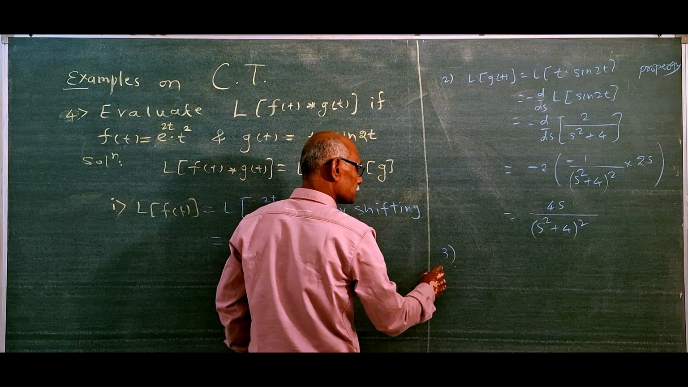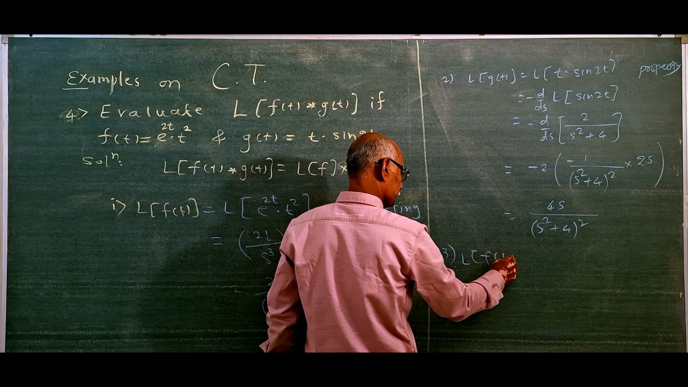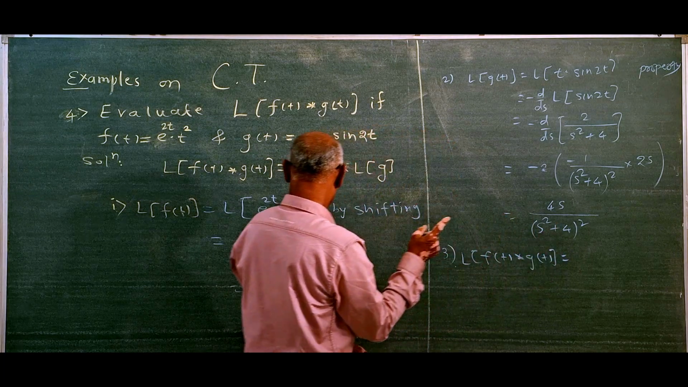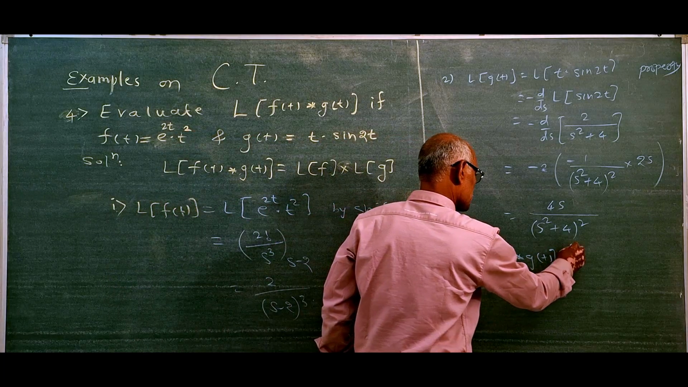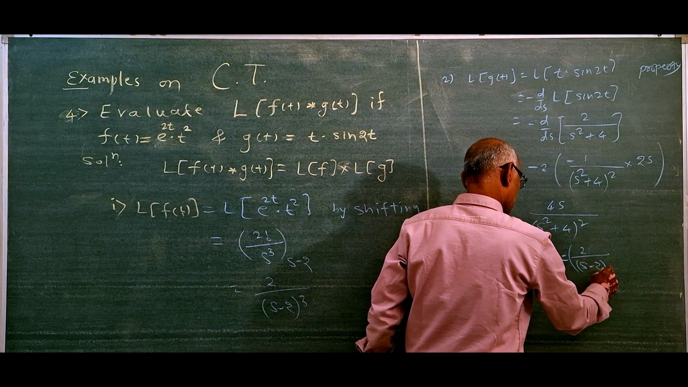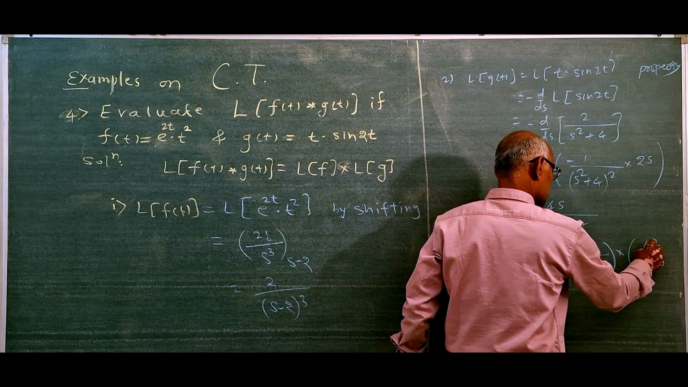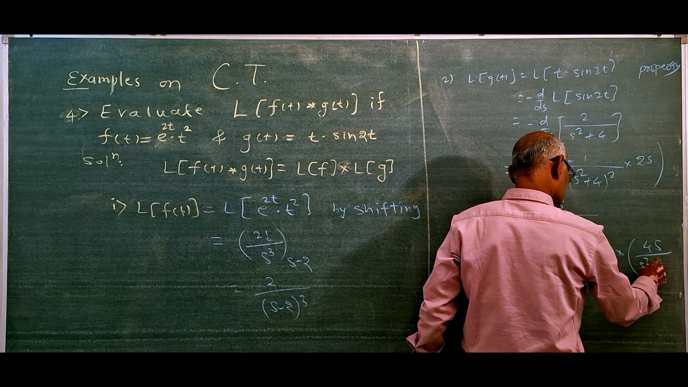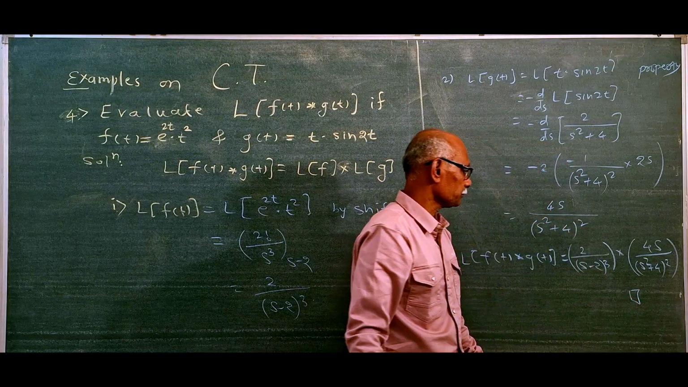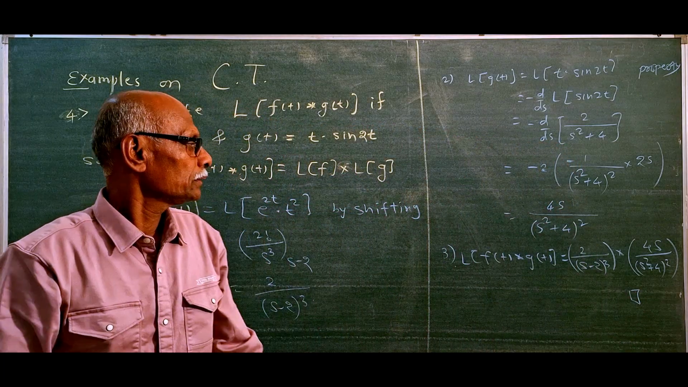And the third answer is Laplace of f t star g t, which is equal to the product of these two. So this is the first Laplace, 2 divided by (s minus 2) cube, and it is multiplied by 4s divided by (s square plus 4) square. Finish. This is the answer. You can simplify further. Okay, thank you.